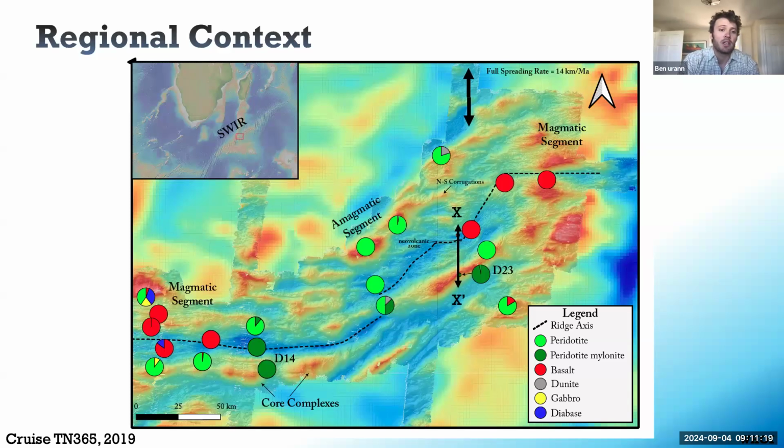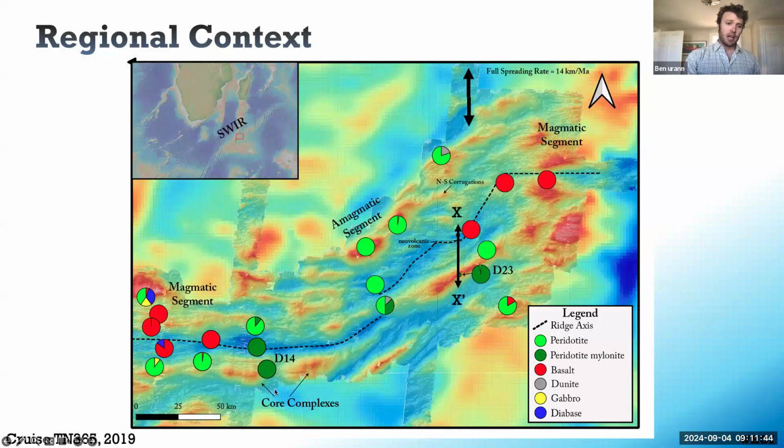And the same goes for the region farthest to the east. This is another somewhat magmatic segment. We collected primarily basalts in this region. But what was really interesting is throughout this entire middle region here, the area exposed essentially relatively fresh peridotites, both peridotite mylonites as well as undeformed peridotites throughout this entire central region here.